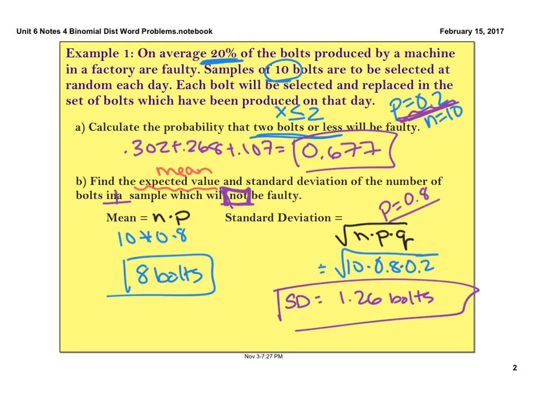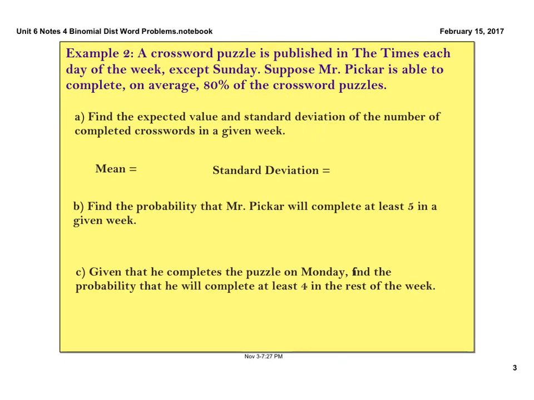All right. Let's take a look at the next example. It says a crossword puzzle is published in the New York Times each day of the week except Sunday. Suppose Mr. Picard is able to complete, on average, 80% of the crossword puzzles. Find the expected value, there's that phrase again, and standard deviation of the number of completed crosswords he completes in a given week.